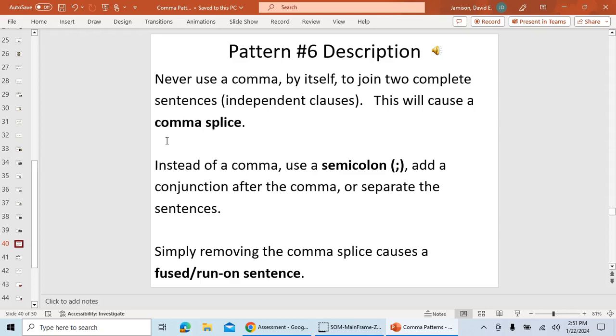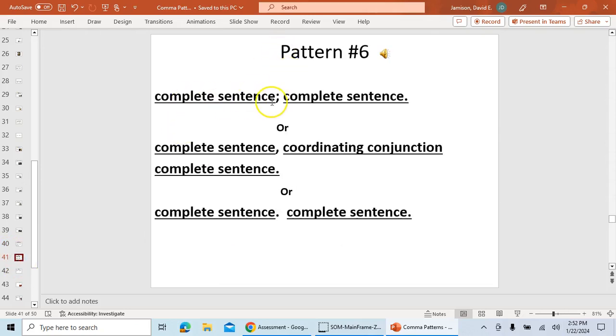Instead of a comma, use a semicolon, add a conjunction after the comma, or separate the sentences. If you simply remove the comma on a comma splice, it becomes a run-on, and that's not correct either. So you need to change it. Complete sentence. So here's the samples. You have independent clauses here. Complete sentence, semicolon, complete sentence. Complete sentence, comma, coordinating conjunction, complete sentence, like we showed before. Complete sentence, period, complete sentence.